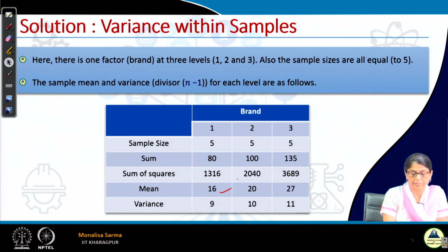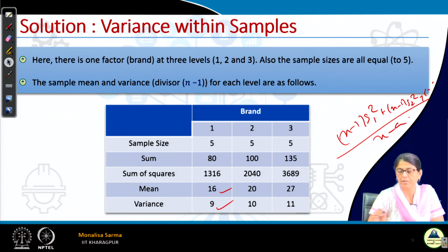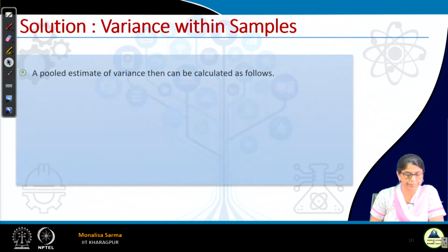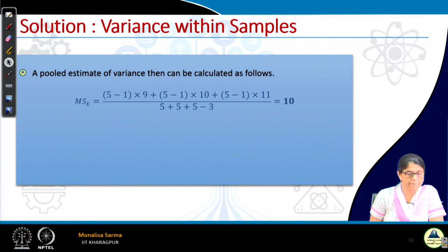Then you find the mean, then you find the variance. Now, once we have found the variance, finding the MSE will be very easy for us, isn't it? What is MSE? MSE is n minus 1 S1 square plus n minus 1 S2 square plus n minus 1 S3 square, divided by n minus a. So, it will be very easy for us to calculate MSE. That is also called the pooled variance estimate, if you remember.